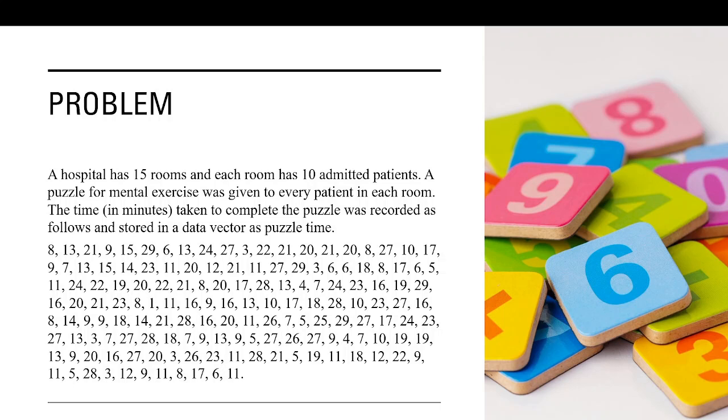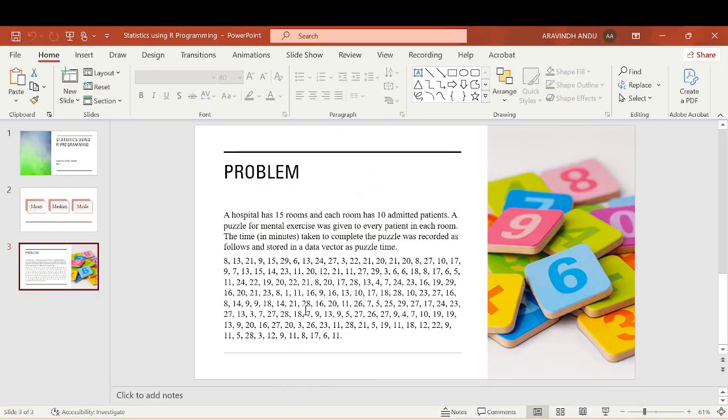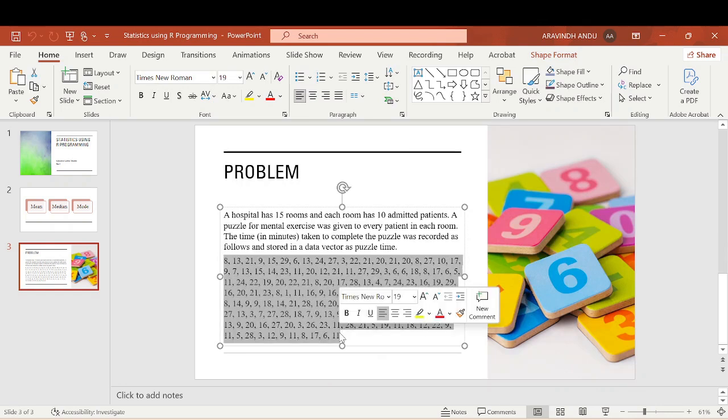The time taken to complete the puzzle was recorded as follows and stored in a data vector as puzzle time. You see here there are 150 data given. The data are nothing but the puzzle time taken by 150 patients. So now we are going to find the mean, median and mode. Since it's a large data, it is difficult to type all the data, so I am copying the data.